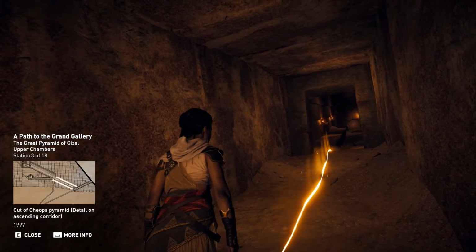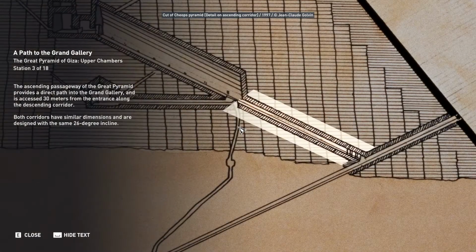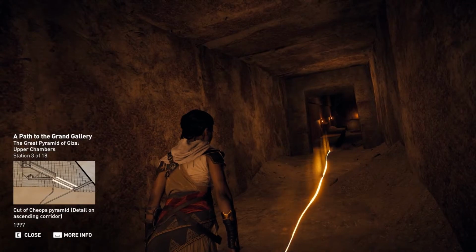The ascending passageway of the Great Pyramid provides a direct path into the Grand Gallery and is accessed 30 meters from the entrance along the descending corridor. Both corridors have similar dimensions and are designed with the same 26-degree incline.